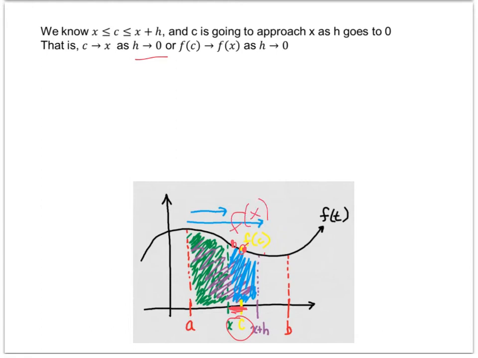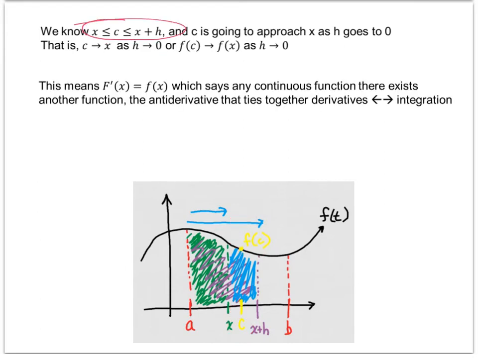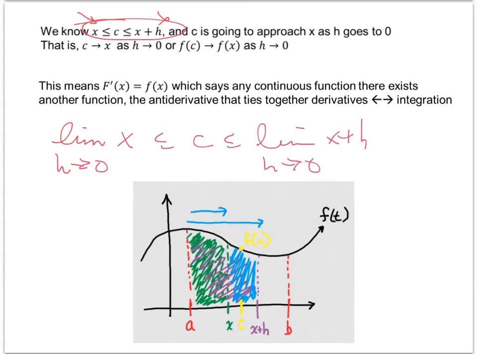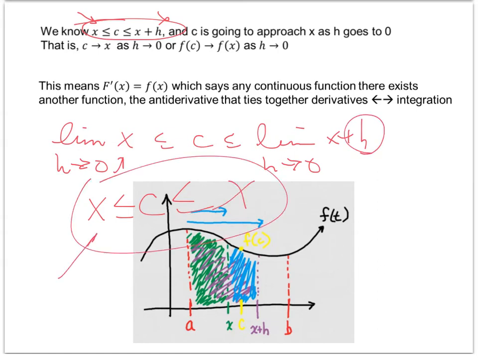as h approaches 0. Well, if I look at this piece right here, and I'm letting my h go to 0, take the limit of x plus h as h goes to 0. Well, that doesn't even depend on h, so that's just x. If this goes to 0, then that's just x. And so by my sandwich theorem, my c is going to x, which in turn says my f of c is going to my f of x.